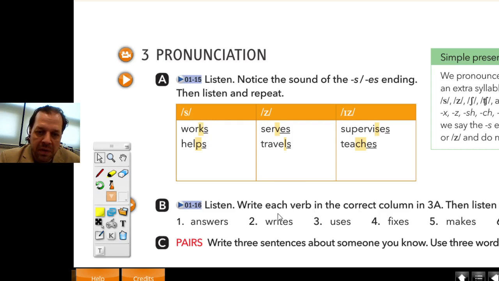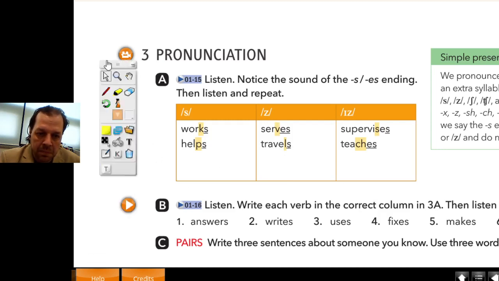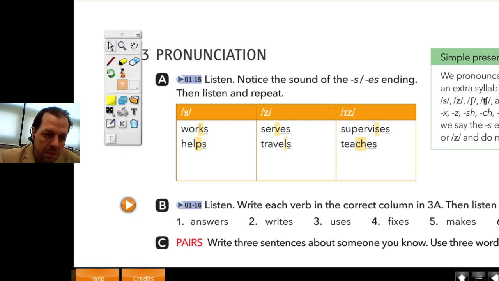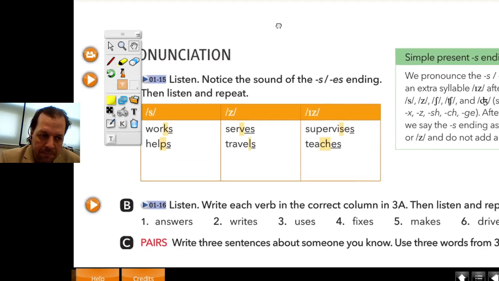Okay, where would you find these words fall into each of these columns? Just make sure it's easier to see for everybody.